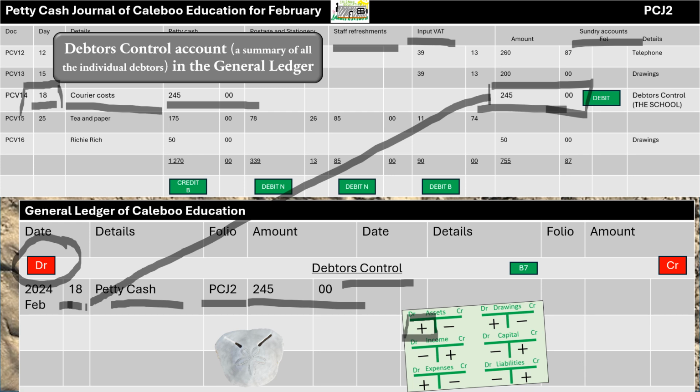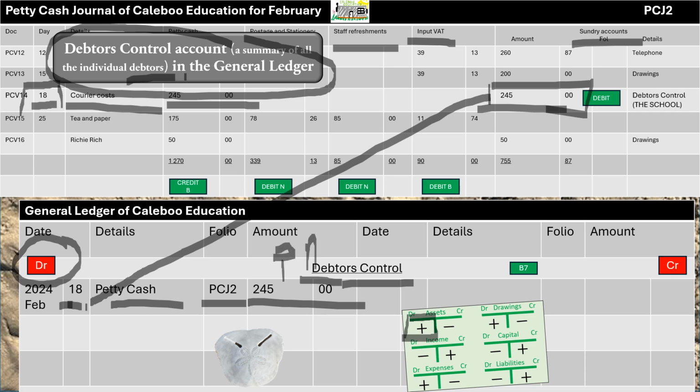These courier costs were charged to the school's account, and remember the control account is a summary of all the individual debtors. We've only got one debtor in this business of ours, Caleboo Education, and that is the school. So the control account was debited because the school owes us more, an increase in assets. So that's the first transaction that was posted to the control account in the general ledger.